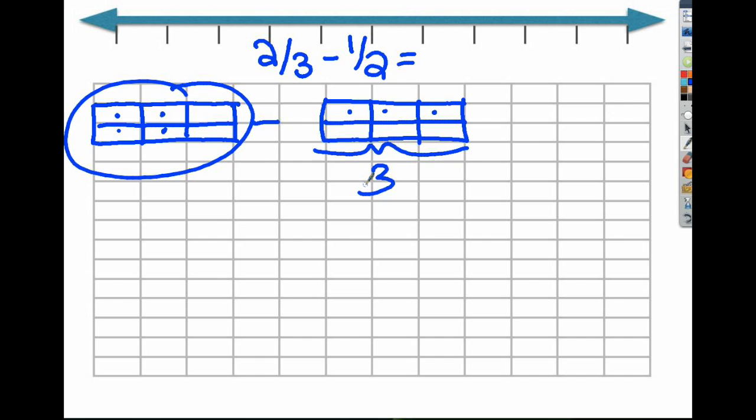You could even do it this way. Write the numbers underneath. How many are in my first box? 4. You could write it out. 4 minus 3 equals 1 out of how many total? Or you could do, I have 3 in this one. I'm going to cross out 3 in this one. And that leaves me with 1 out of 6.